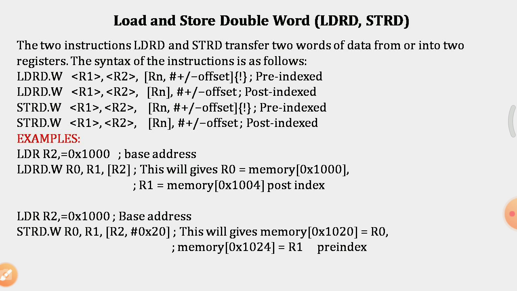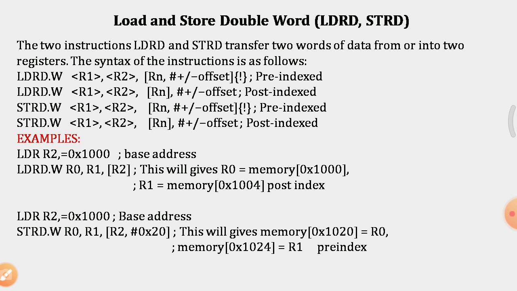Then in another example, LDR R2, =0x1000, again the same base address. Now here STRD, store double word, that is the values of R0 and R1, 2 words, are going to be stored into the memory location specified by R2. Here we have considered pre-index, that is STRD.W R0, R1, [R2, #offset].